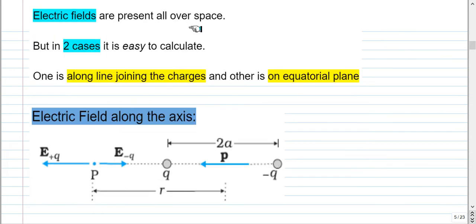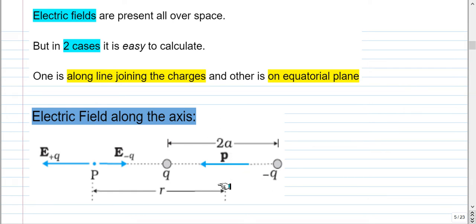Electric fields are present all over the space surrounding the dipole, but in 2 cases it is easy to calculate the electric field. One is along the line joining the 2 charges, that is the dipole axis, and another one is the points on the equatorial plane. So first let's find the electric field along the axis of a dipole.